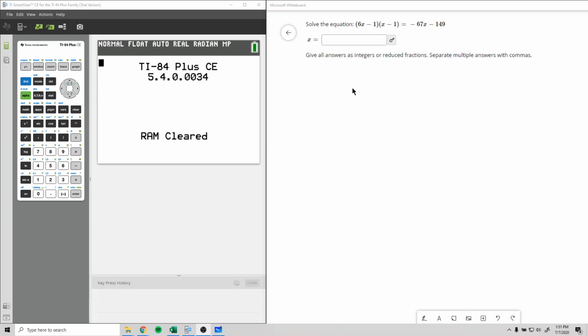In this problem, we want to solve the equation (6x - 1)(x - 1) = -67x - 149. Go ahead and start off by saying the numbers look pretty overwhelming, but as long as we do everything the same, we'll be able to factor it at the end and it won't be a big deal. Now we want to give all of our answers as integers or reduced fractions, separate multiple answers by commas.